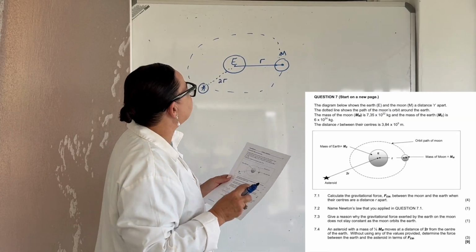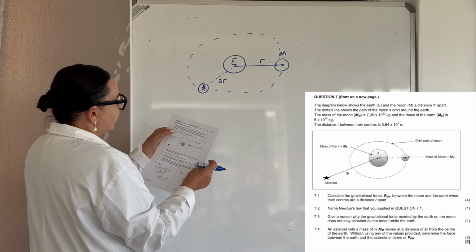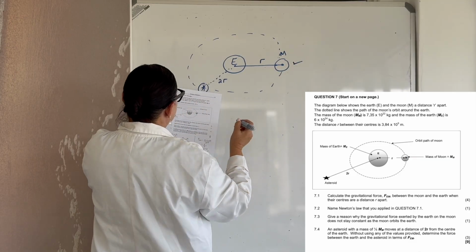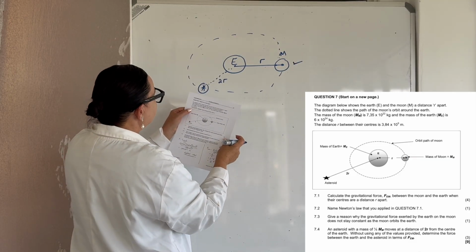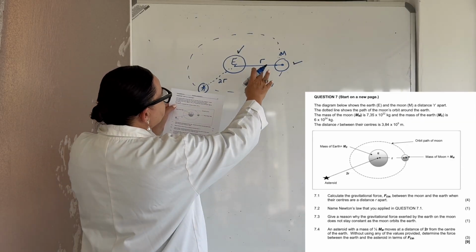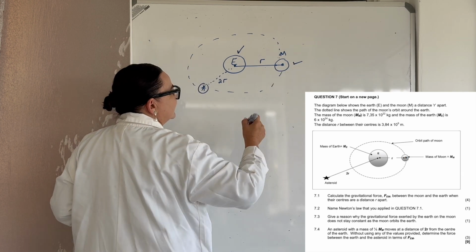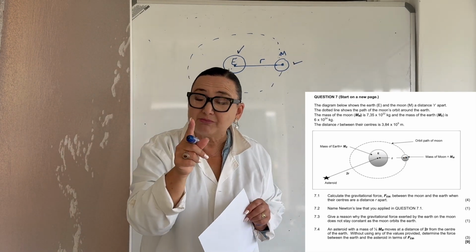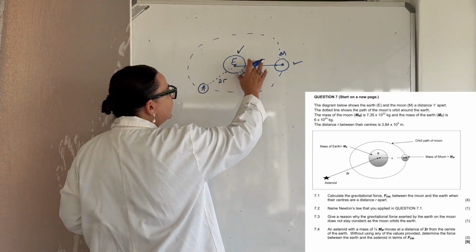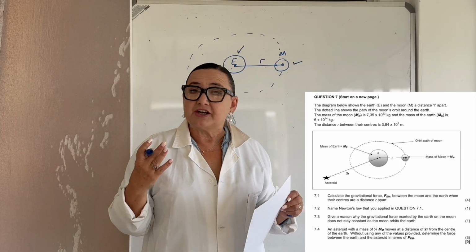Now I'm going to read, and I see what they do give me. They give me the mass of the moon, and the mass of the earth, and they do give me the distance between the centers of those two, which is very important. And then I'm going to check and make sure, is it in kilograms and is it in meters? And it is. So now I'm ready to go.